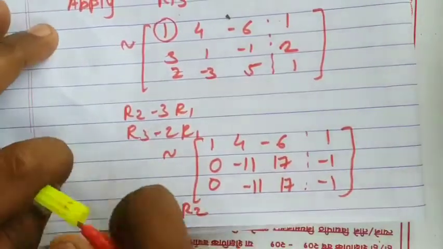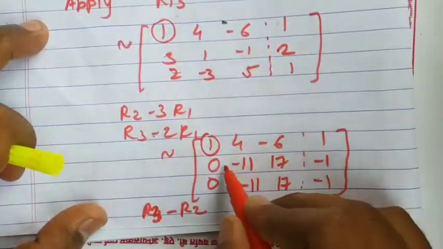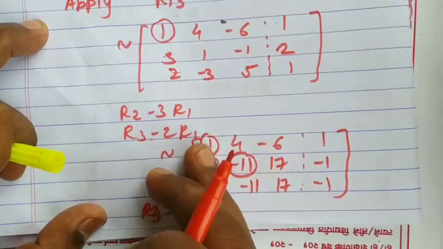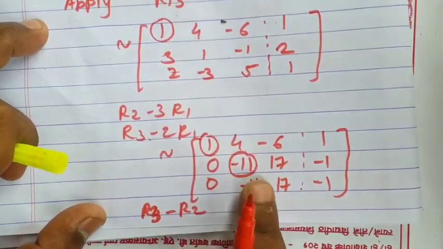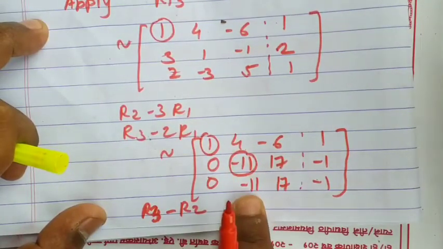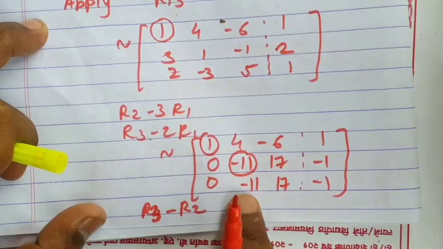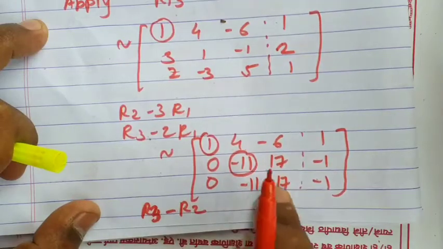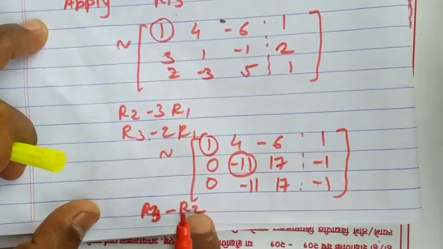Okay, now this is the first row's pivot and this is the second row's pivot. And this pivot is on the right hand side of the previous row's pivot. Now below this pivot we have to make 0. So we are going to make this entry of R3 0 using the second row R2. For that all the entries are equal, so the simple transformation is R3 minus R2.